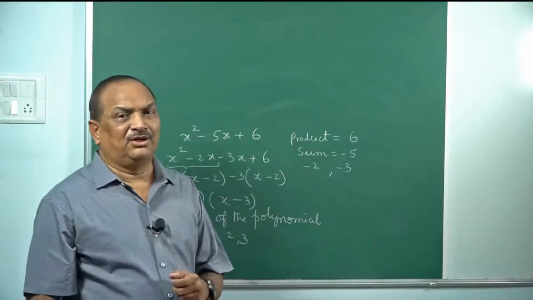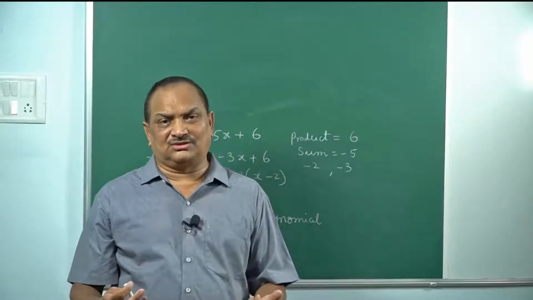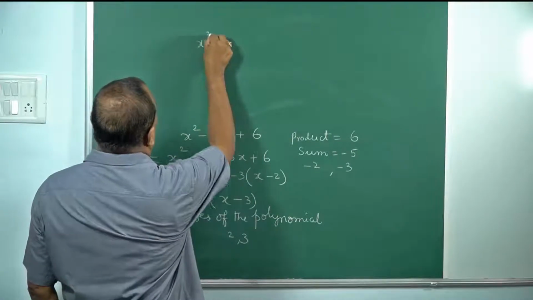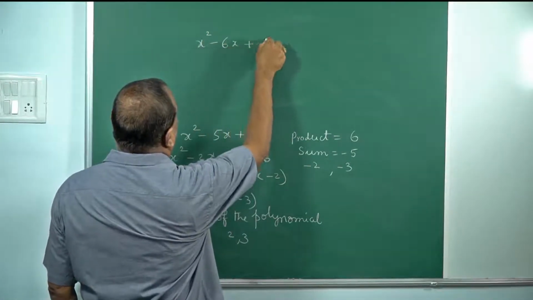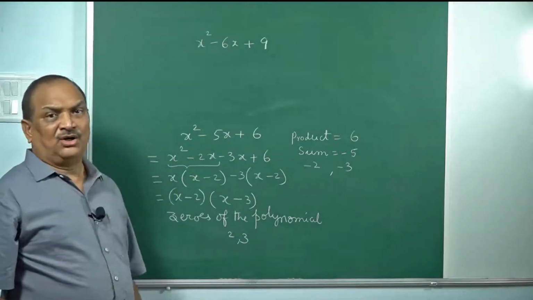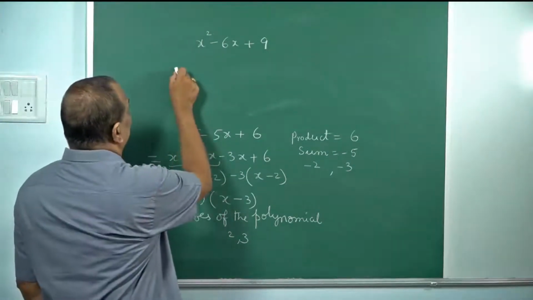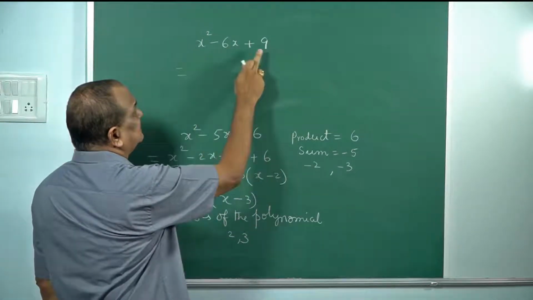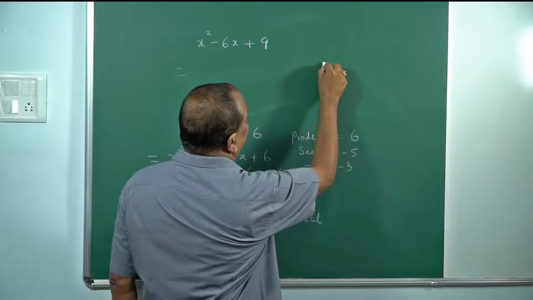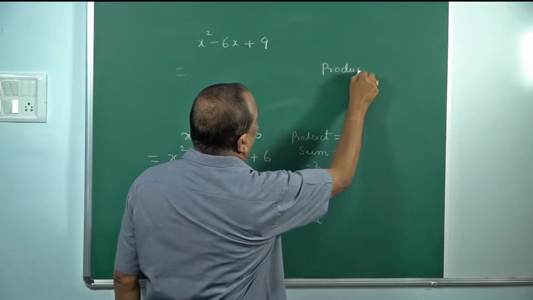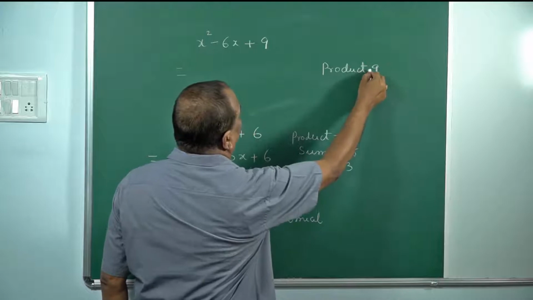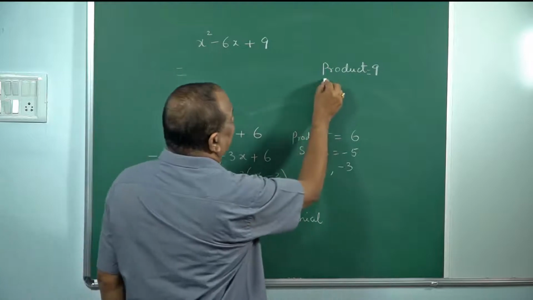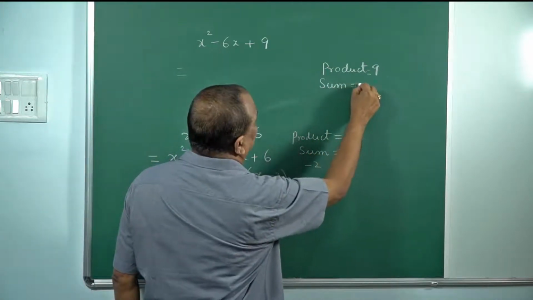I give you another polynomial where you don't have two zeros. You get only one. So let me take an expression like x square minus 6x plus 9. This is the quadratic polynomial given to me. So what I should do now is, this is 1 and this is 9. So 1 times 9 is 9. So product must be 9. And this middle term, the coefficient of x you have here is minus 6, and that must be the sum. Sum is equal to minus 6.